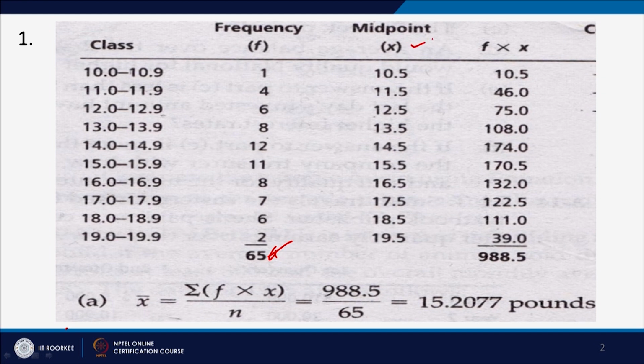The midpoints are mentioned over here. So, the sum of f into x is 988.5. So, the mean is 15.2077. This is a very simple example of grouped data. This was a question on grouped data, because we have arranged data into classes and each class was having different frequencies.